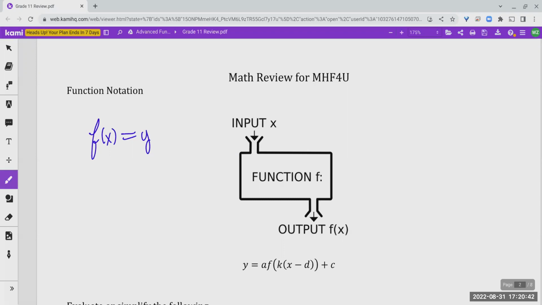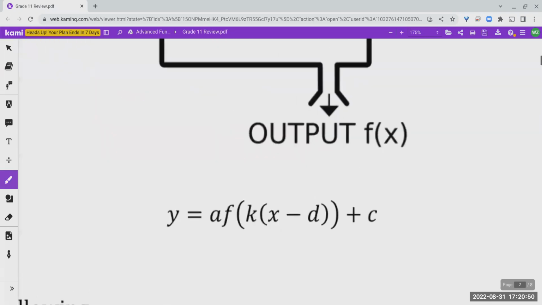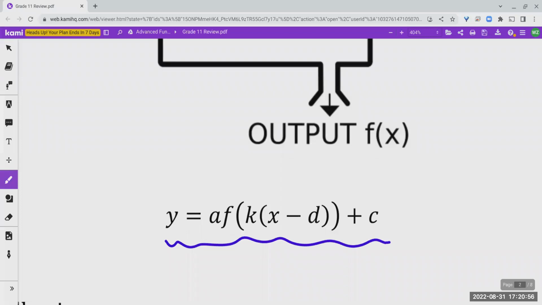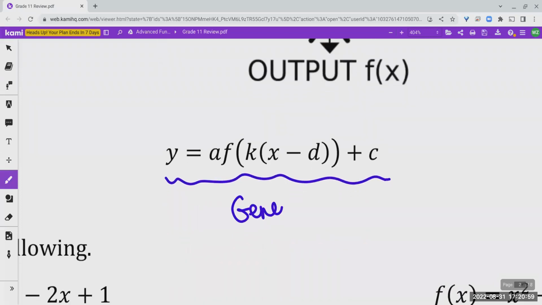One of the advantages is that you can substitute values into your function notation, and that allows us to do more math. What do I mean by that? Well, if you take a look at this function in the middle of your screen, this is a generic function. This is a general form. It doesn't have any values. It's basically just f of x, except you have these parameters. Now, what are the parameters? Well, you have a, you have k, you have d, and you have c.